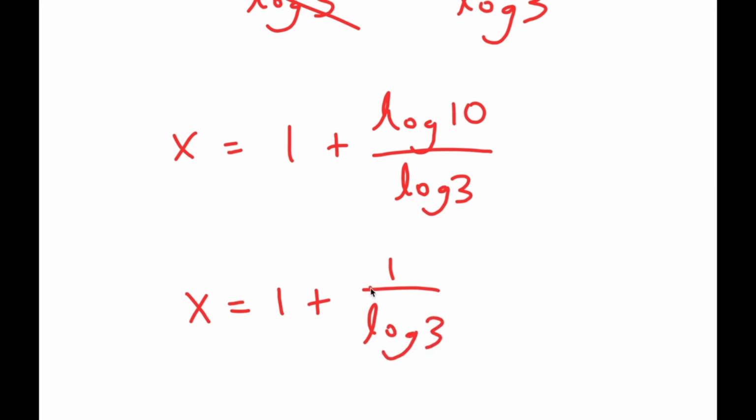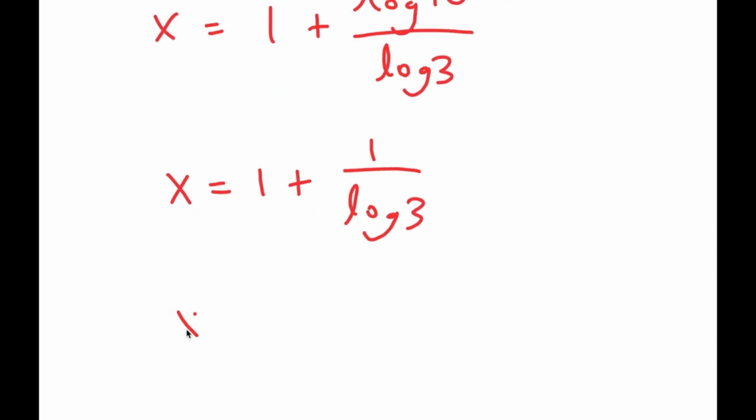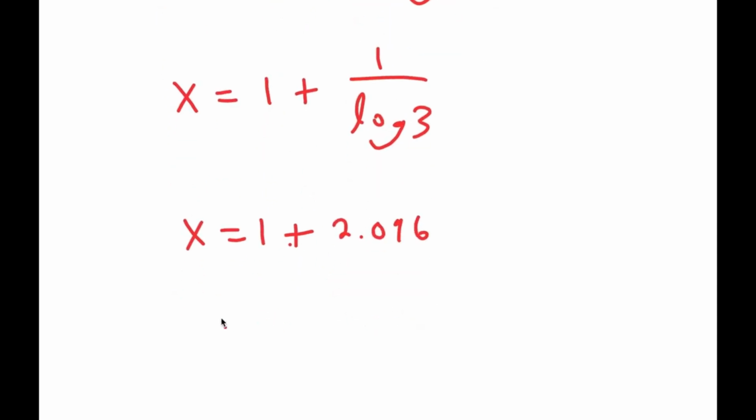Now 1 over log 3 is equal to 2.096, so x is equal to 3.096.